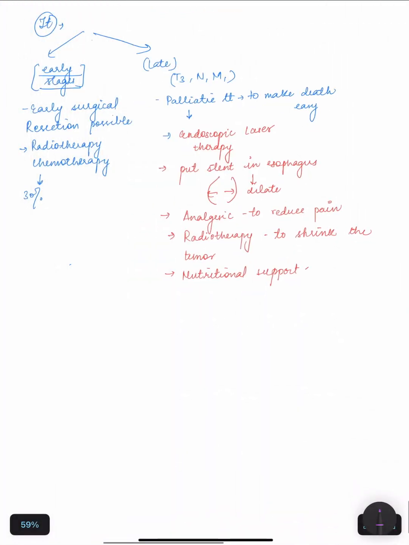Treatment is divided into early stages and late stages. In early stages, early surgical resection is possible, radiotherapy and chemotherapy in 30% cases. In the late stages like T3, N1, M1, palliative treatment is indicated. Palliative treatment means to make the death easy, which includes endoscopy, laser therapy, putting a stent in the esophagus, which will dilate the esophagus, analgesics to reduce the pain, radiotherapy to shrink the tumor, and nutritional support.